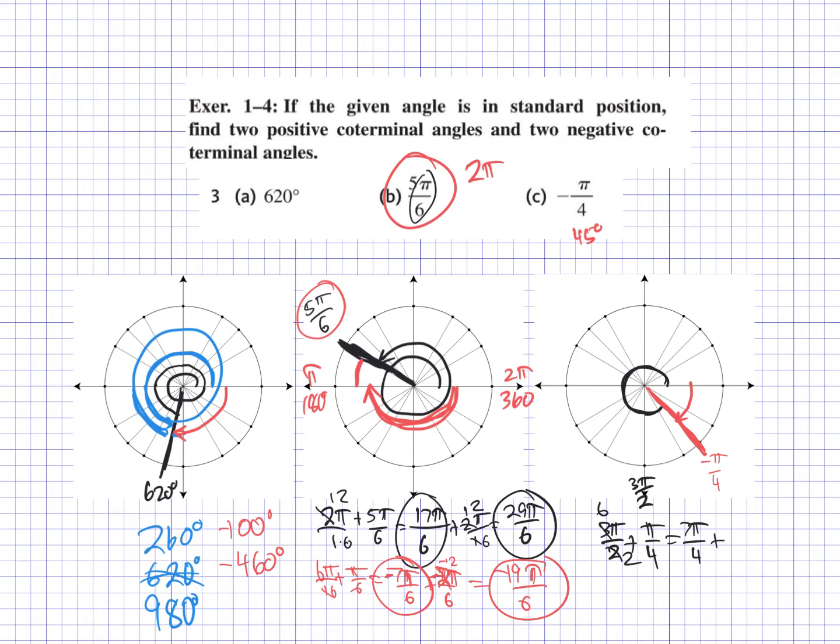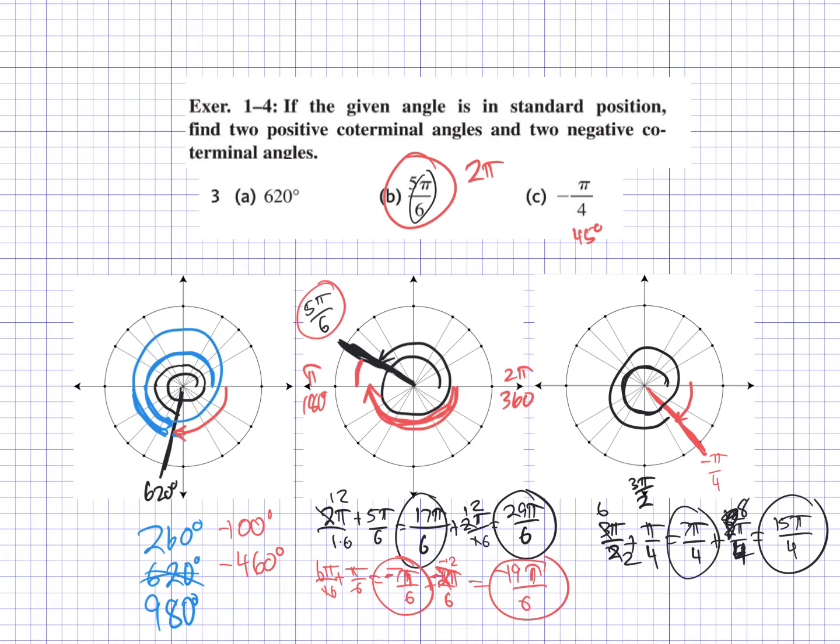Okay, now add another 2 pi, because we're going to go around again, all the way around. So add 2 pi. 2 pi over 1, common denominator is 4, so that's 8 pi over 4. And add those together, you get 15 pi over 4. So there's your two positives.